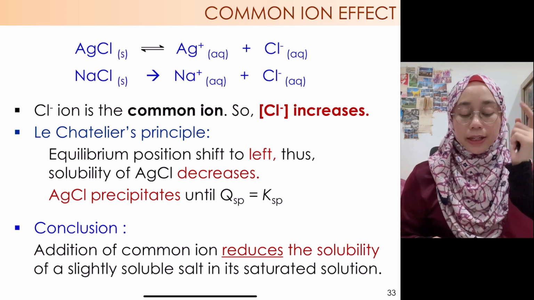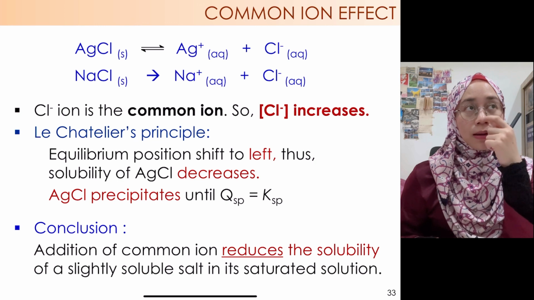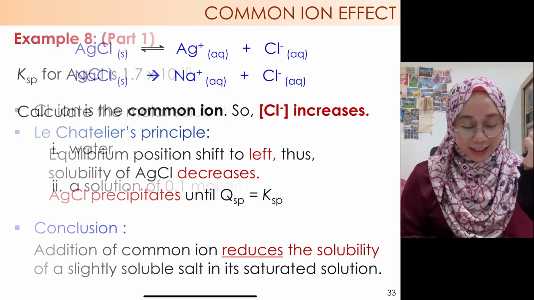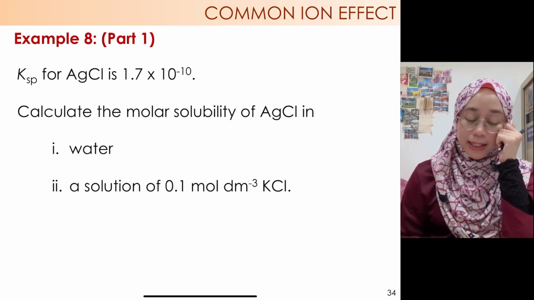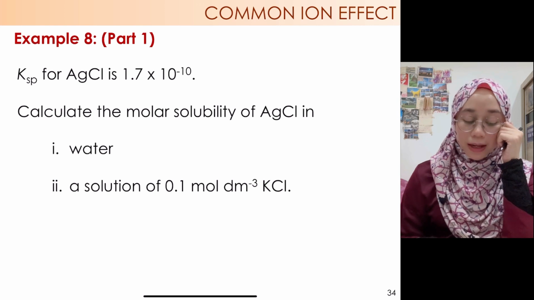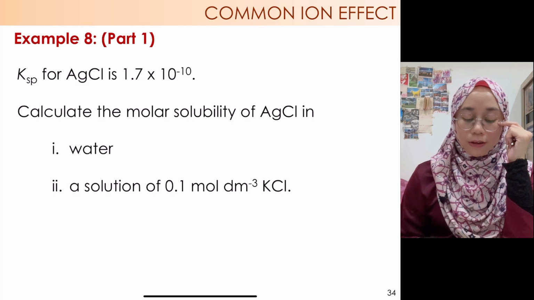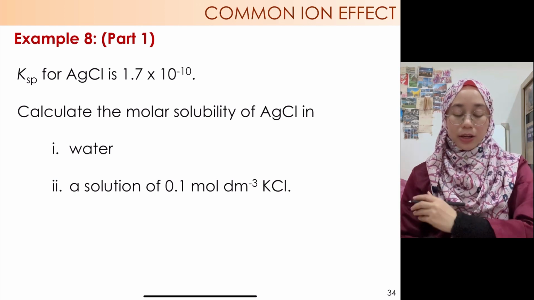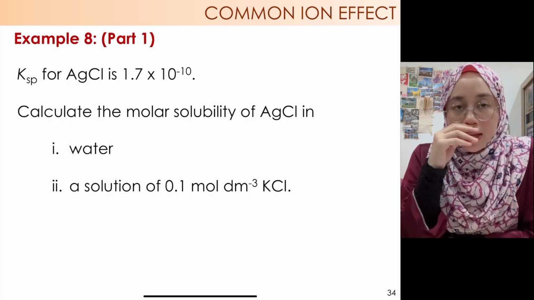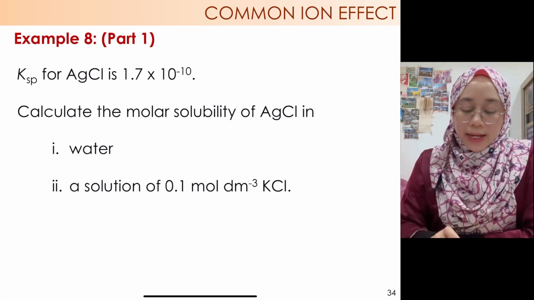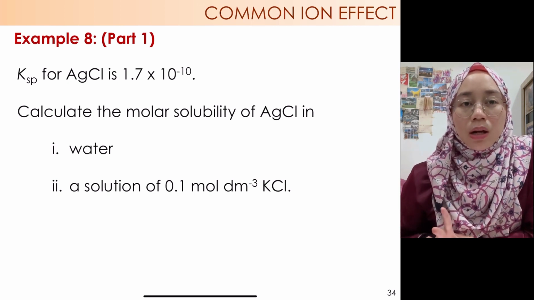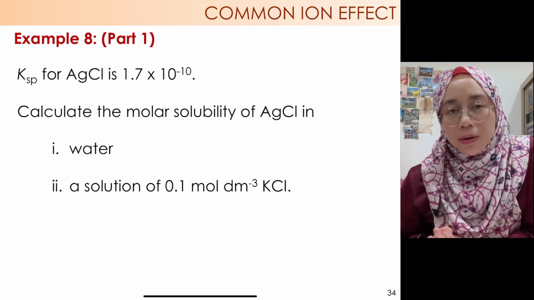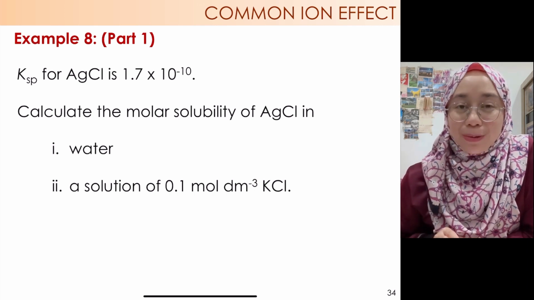Okay, kita nak tengok calculation part. Diberi kepada kita kat sini adalah Ksp for AgCl, which is 1.7 × 10^-10. We have to calculate the molar solubility of AgCl in water and then in a solution of 0.1 mol dm^-3 KCl. Jadi by calculating the molar solubility of AgCl dalam these two solutions, kita boleh nampak how the common ion effect memberi efek dia kepada solubility of the AgCl.